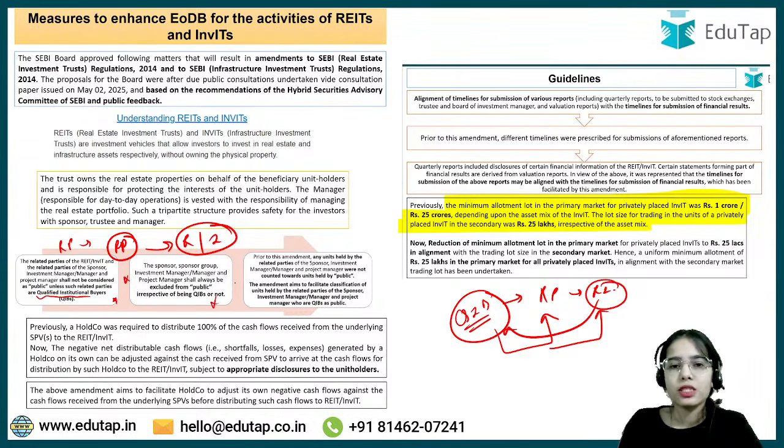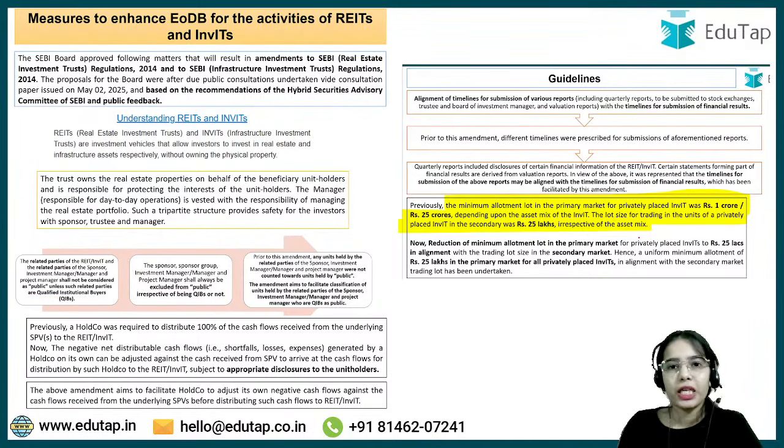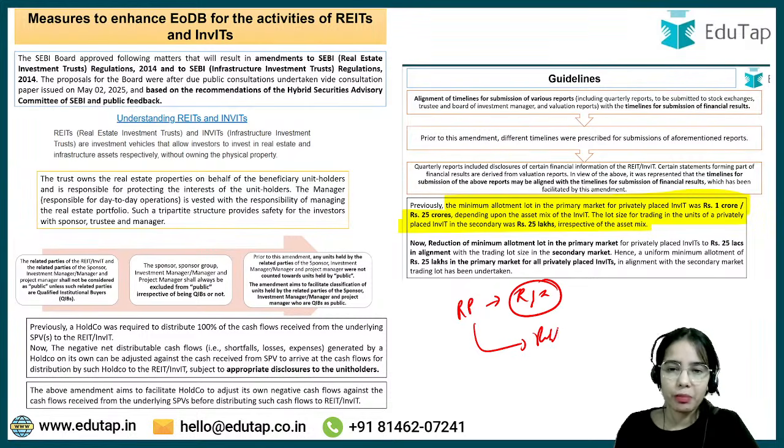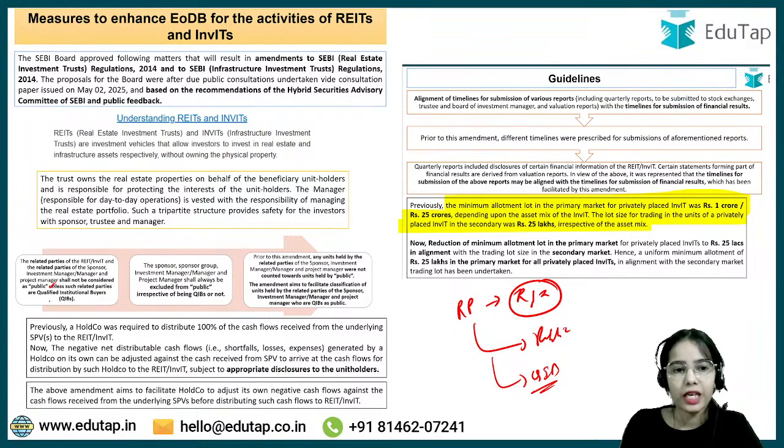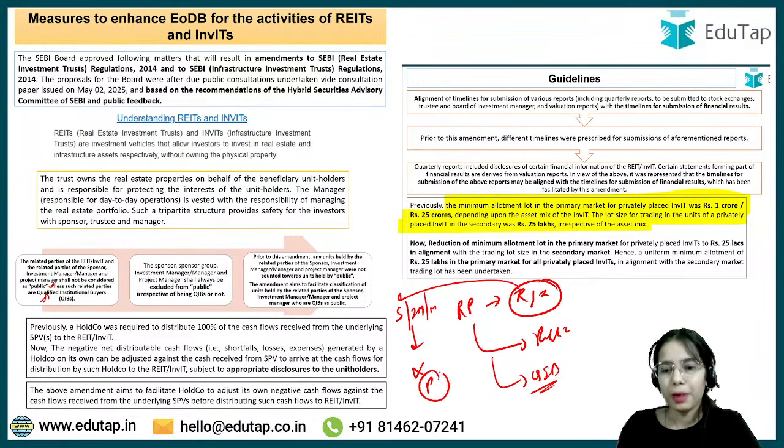Now, the sponsor group, the investment manager, the manager that is handling the REIT and InvIT, can never be considered public, irrespective of being qualified institutional buyers or not. So basically the related parties can be considered as public if they are the big institutional buyers, but the sponsor, the investment manager, the project manager or the sponsor group themselves can never be considered public. That is the basic idea.